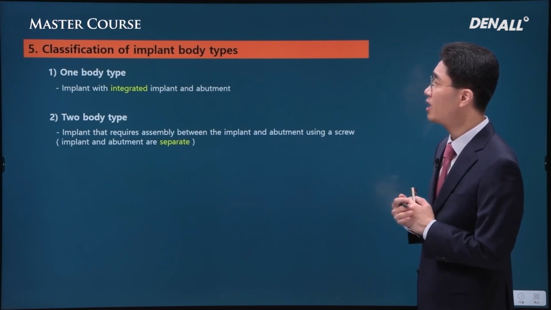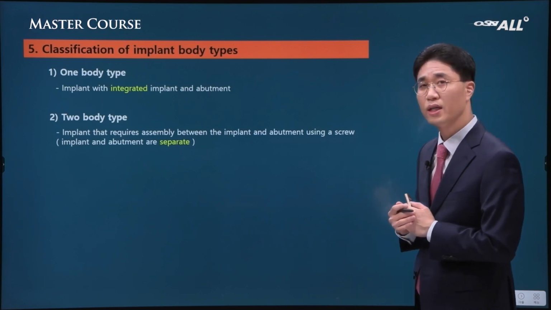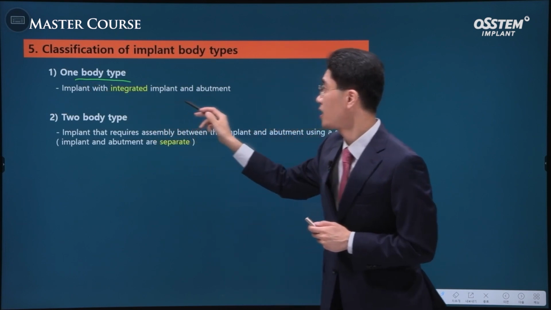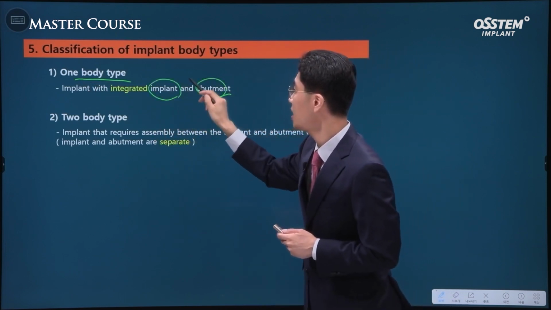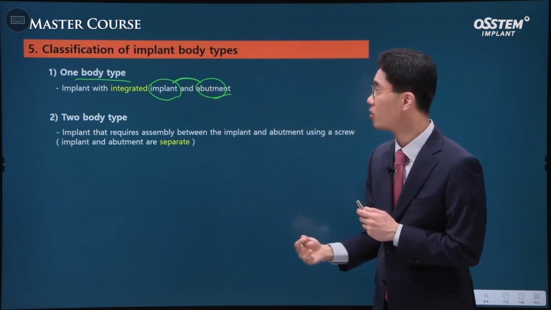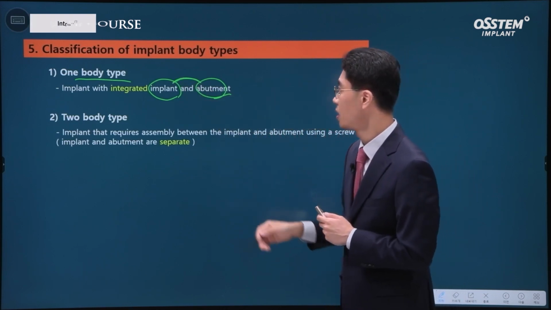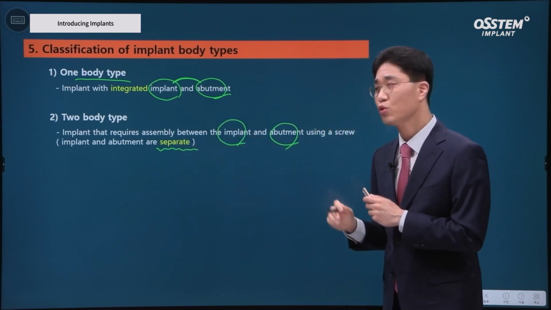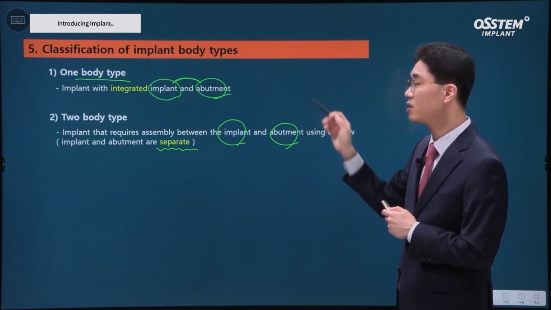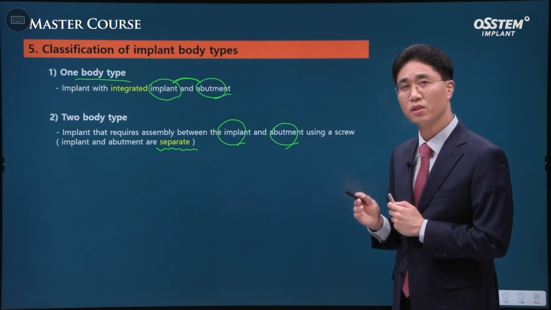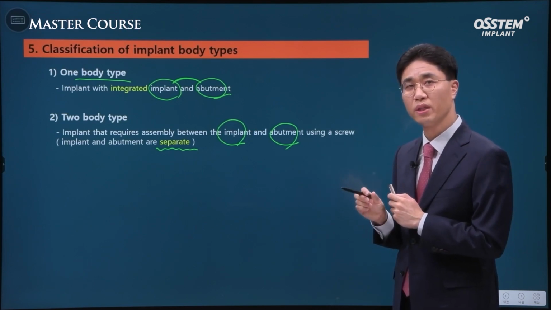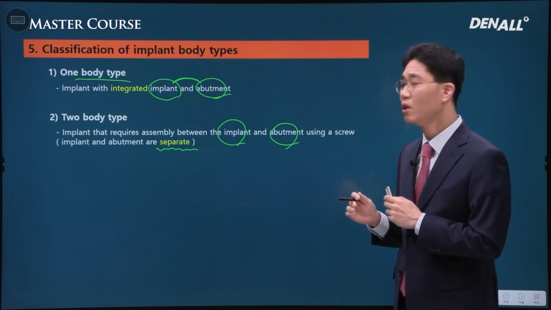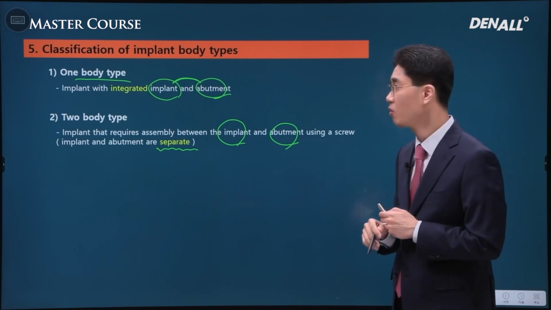Let's look at implant body type. There's one body type implant made of one body. In other words, abutment and implant are set as one. It's one lump. Two-body refers to when abutment and implant are separated. This is a two-piece implant. One-piece implants are normally used in narrow areas like the lower anterior region. Apart from that, in general, two-piece implants are frequently used.